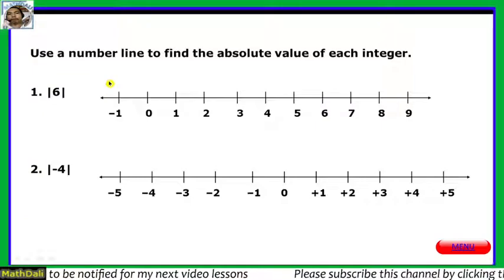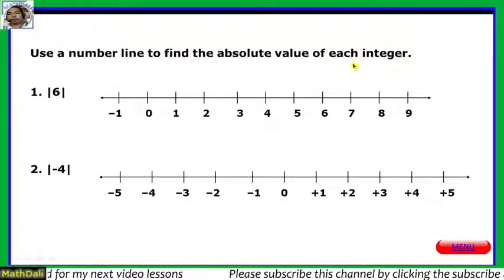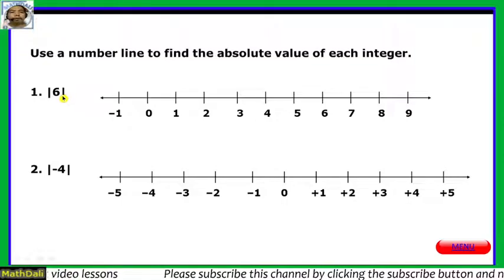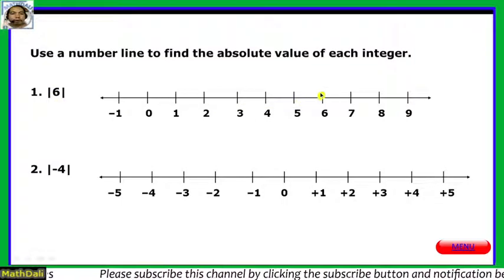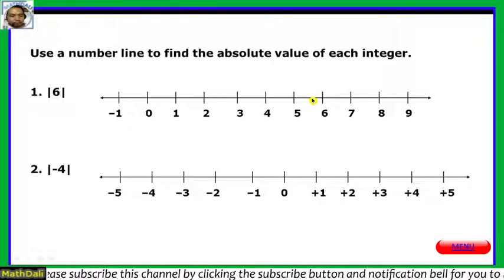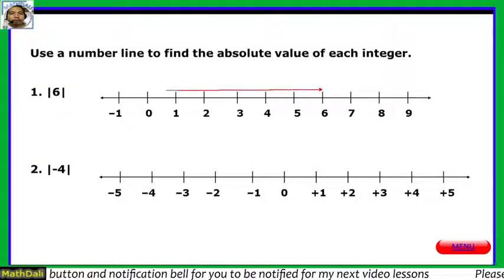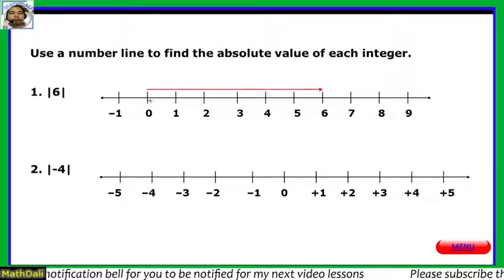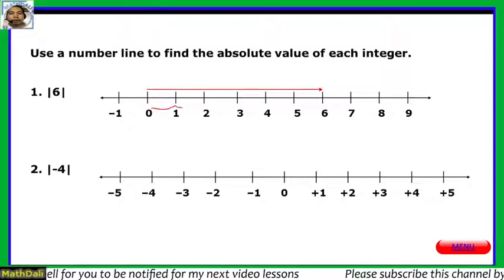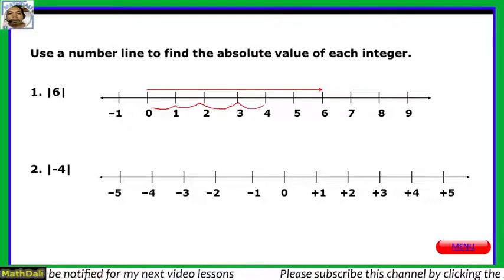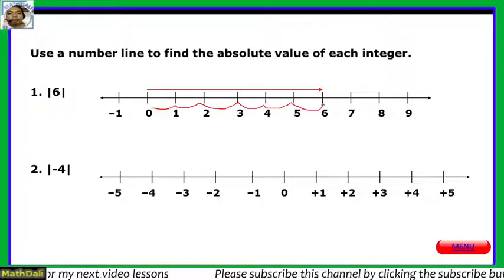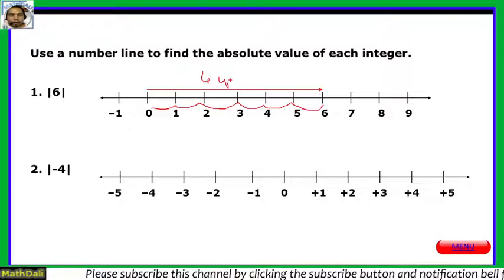Okay, so use the number line to find the absolute value of each integer. Absolute value of positive 6. So locate muna natin yan. Hanapin natin yung kanyang absolute value gamit yung pag-graph. Ito yung ating 6. Hanapin ninyo yung distance niya mula sa 0. So let's count how many units. We have 1, 2, 3, 4, 5, and 6. So we have 6 units.